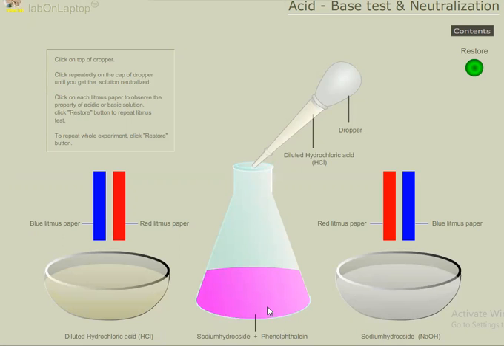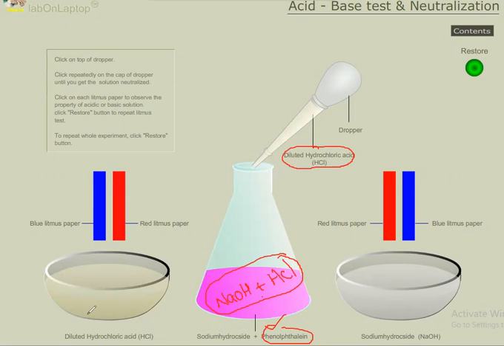Now we are going to add hydrochloric acid to this solution. In this solution, NaOH is already present, and a phenolphthalein indicator is present in this. Sodium hydroxide and phenolphthalein. What we are going to add in this is dilute HCl, that is hydrochloric acid. So the reaction between NaOH and HCl in the presence of phenolphthalein solution. Phenolphthalein is an indicator.